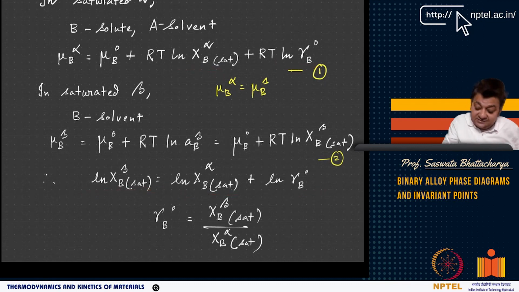Because this is where B is the solvent, so it obeys Raoult's law. So basically from here you can find out what gamma B 0 is, right? You have ln here, ln here, and ln here. So ln gamma B 0 is ln XB beta minus ln XB alpha saturation. So gamma B 0 is the ratio of XB beta saturation by XB alpha saturation, right? That basically gives you the Henry's law coefficient.